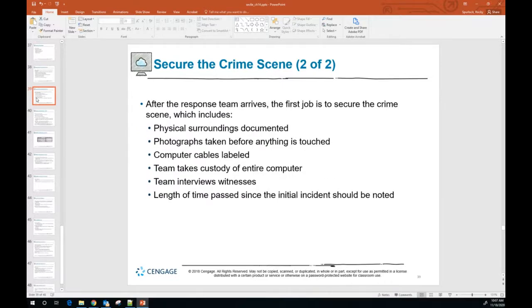So when the response team arrives, their first job is to secure the crime scene. In here, they need to make sure that the physical surroundings are documented, and photographs are taken before anything is touched. Computer cables are labeled. The team takes custody of the entire computer. They will interview witnesses. And the length of time passed since the initial incident should be noted as well.